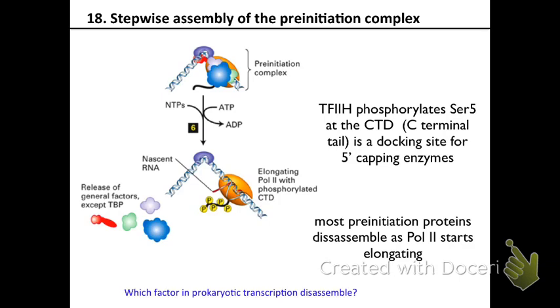So which factor in prokaryotes is an initiation factor? Which factor disassembles from the RNA polymerase when it starts transcribing? Very good. It's sigma factor, right? So it doesn't go with the polymerase.